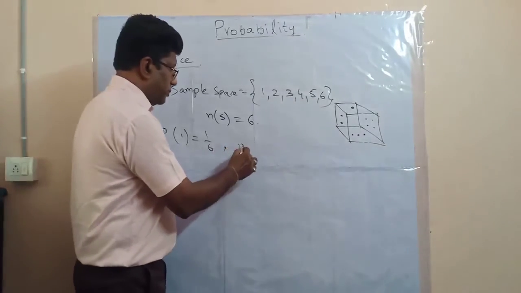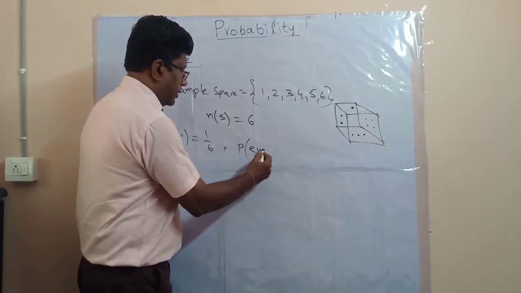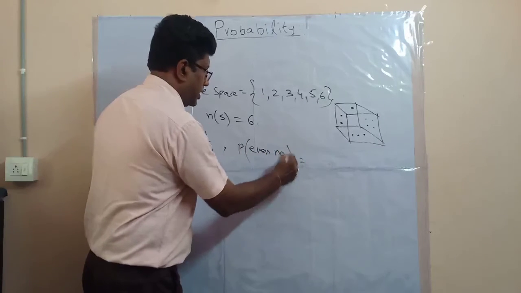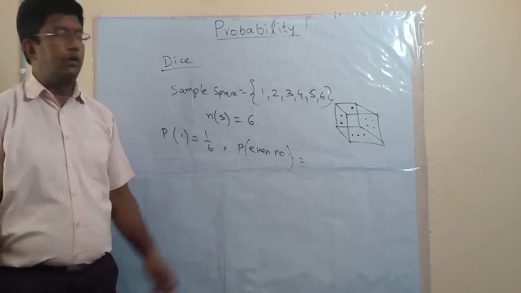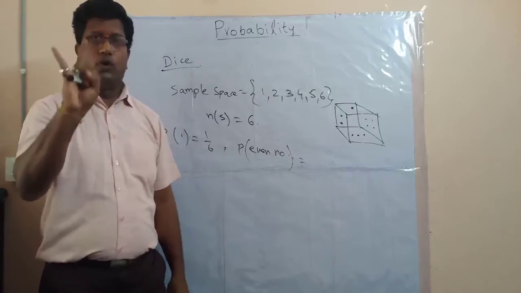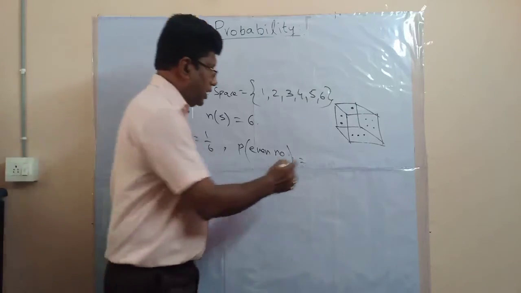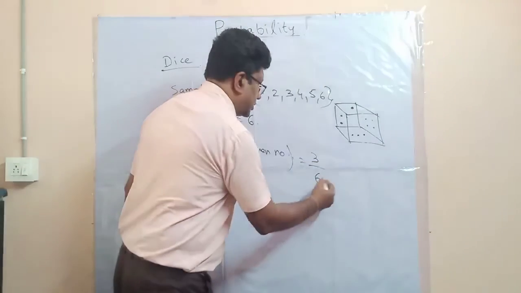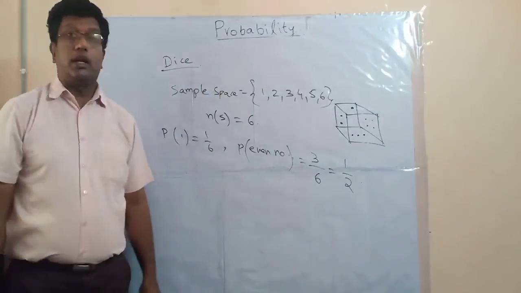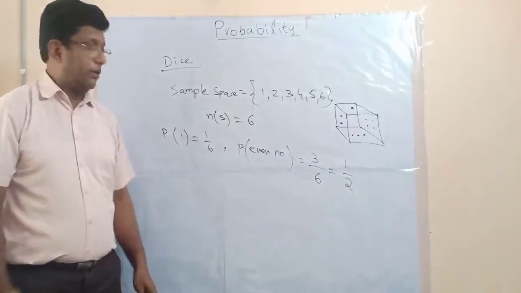Next, what is the probability of getting an even number? How many even numbers do we have? 2, 4 and 6. So there are 3 out of a total of 6 outcomes. So it's going to be 1 by 2. The probability of getting an even number is 1 by 2.